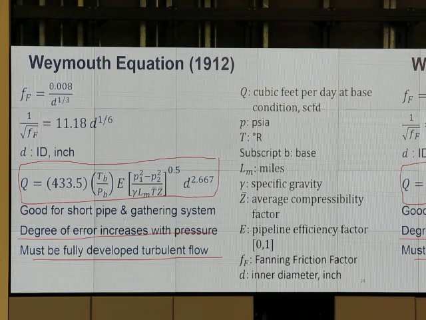Good? Between the Weymouth equation and the Panhandle equation, there are two formulas. The Weymouth equation is used for short pipe, high Reynolds number, fully rough region. Short pipe, long pipe: long pipe means from here to Louisiana. Short pipe is in the tank battery. Within the tank battery, use the Weymouth equation.